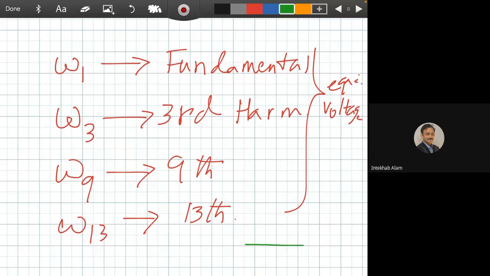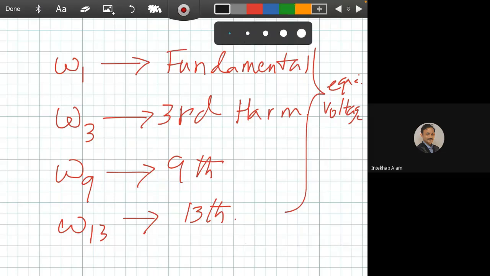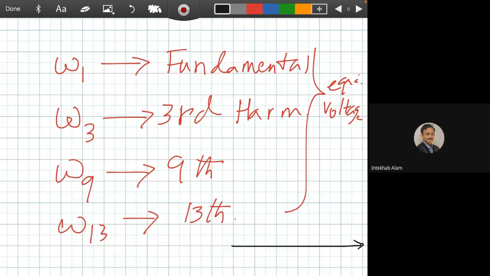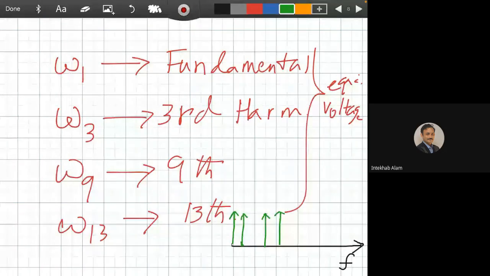So if we draw the frequency spectrum, here is a frequency, so omega 1 is fundamental, this one is here, omega 1, this one is omega 3, the same 3, 6, this one is omega 9, 12, and omega 13 will be in here. Okay, can you see it? This is the frequency spectrum.